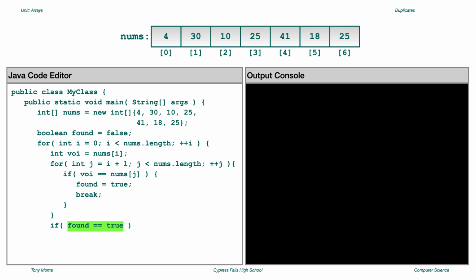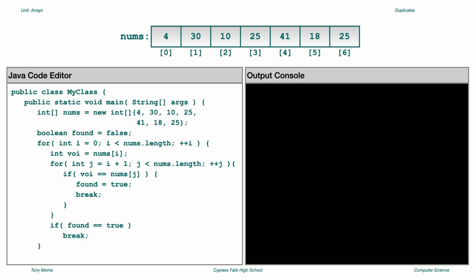So if found is equal to true and we did find a duplicate, then we're done searching, and thus we can break out of the outer for loop, which will end all the searching. If found is not equal to true, then nothing needs to be done. We're just going to continue iterating, moving on to the next VOI as we were. And that's all we will need for that if statement in the outer for loop.